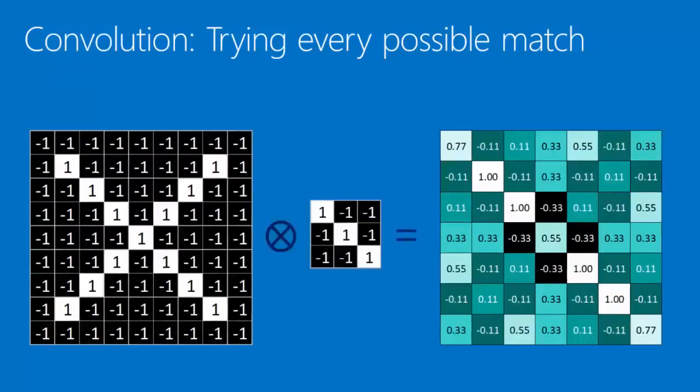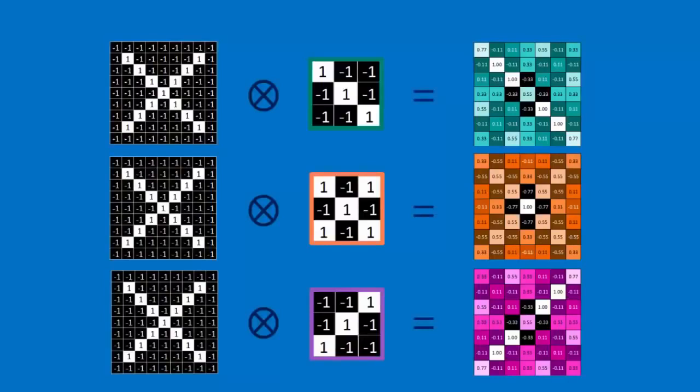To use a shorthand notation here, we'll do a little X with a circle in it to represent convolution, the act of trying every possible match. And we repeat that with other features. We can repeat that with our X filter in the middle and with our upward slanting diagonal line in the bottom. And in each case, the map that we get of where that feature occurs is consistent with what we would expect based on what we know about the X and about where our features match.